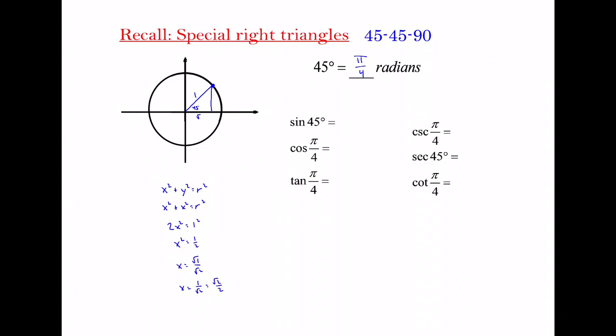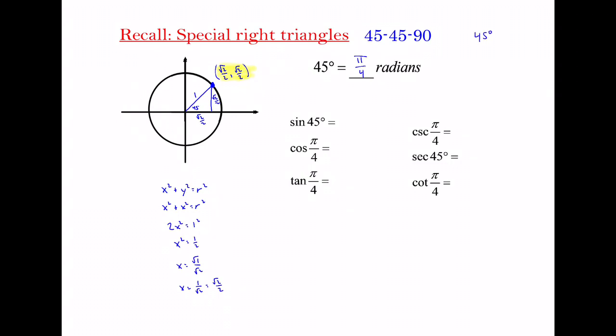So this length is square root of 2 over 2, and this length is square root of 2 over 2. So the ordered pair, which is what we're trying to find, represents the square root of 2 over 2 and the square root of 2 over 2 for that 45, 45, 90. And so for all 45, 45, 90s, as long as you're on the unit circle, it will always be square root of 2 over 2, comma, square root of 2 over 2. So that ordered pair is what we want to remember for our 45 degree angle.